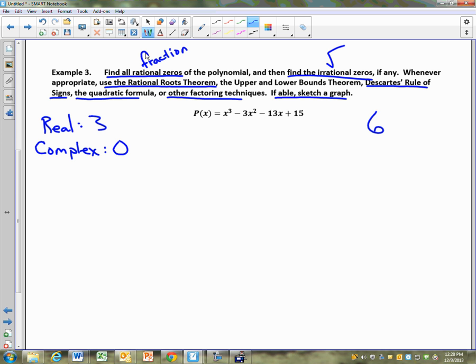So, let's say you did have complex solutions. Could you have just one? You can only have even numbers. So you'd have 0 or 2. Question.